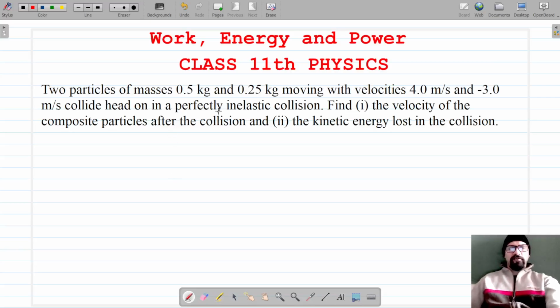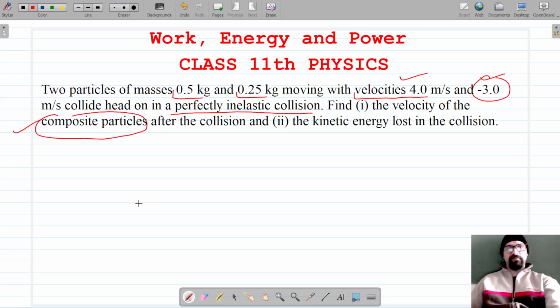Okay, for two particles of mass 0.5 kg and 0.25 kg moving with velocities 4 meter per second and negative 3 meter per second. Negative means the direction is opposite. They collide head-on in a perfectly inelastic collision, and we have to find the velocity of the composite particles. Composite particles means after the collision, they stick together and move with a common velocity.